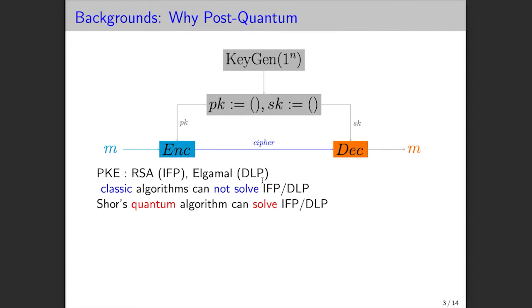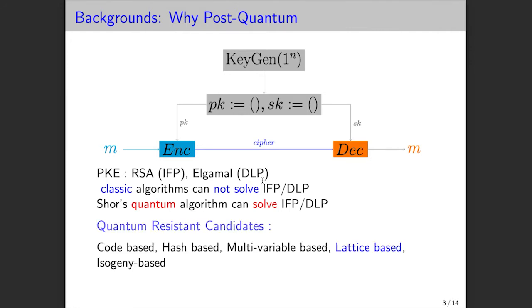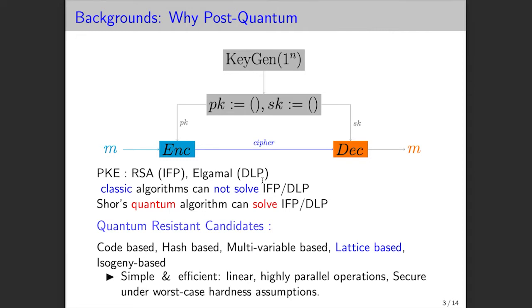So the quantum computer is in the near future, and fortunately we have quantum-resistant candidates: code-based, hash-based signatures, multivariate-based signatures, lattice-based cryptography, and isogeny-based key exchange. Among them, the lattice-based schemes are simple and efficient. They are linear and highly parallelizable, secure under worst-case hardness assumptions, and can construct many functional encryptions, like fully homomorphic encryption, and so on.